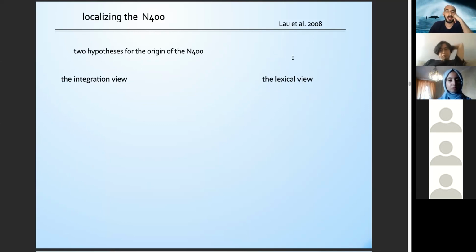So another very influential paper about the hypothesis for the origin of the N400, okay? So it's Lau et al. 2008.